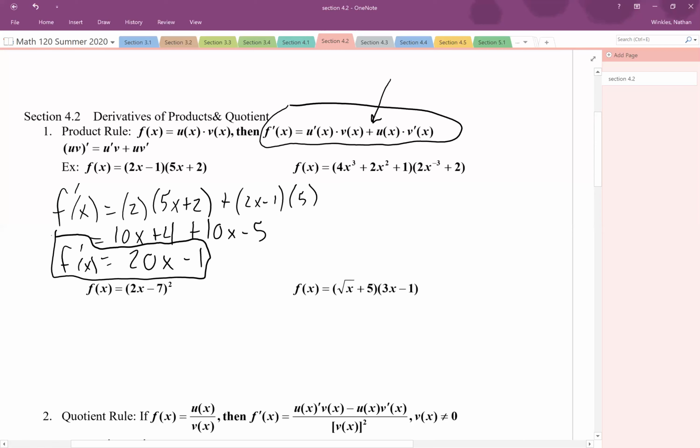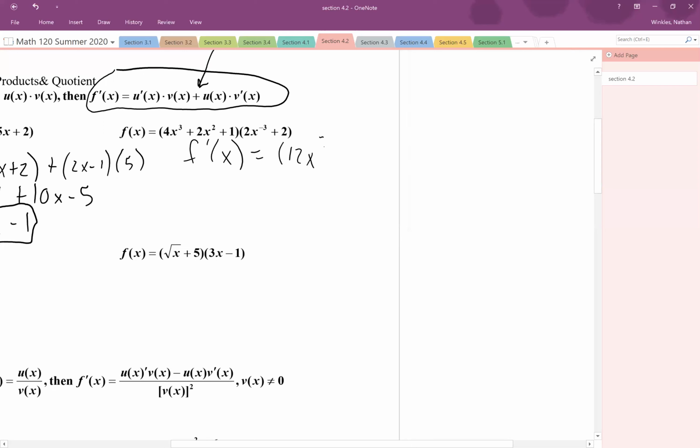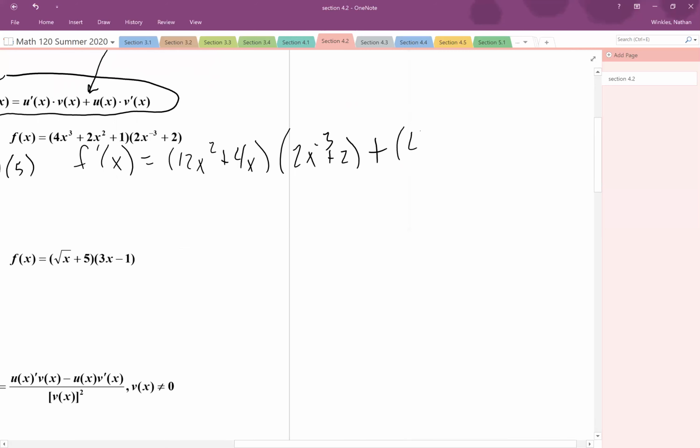If we look at a slightly more complicated looking one here, f of x equals 4x cubed plus 2x squared plus 1 times 2x to the negative third plus 2. Our rules remain exactly the same. It doesn't matter how many terms we have. So the derivative of the first one is 12x squared plus 4x times the original of the second one, plus the original of the first one, 4x cubed plus 2x squared plus 1, times 2x to the negative third plus 2.